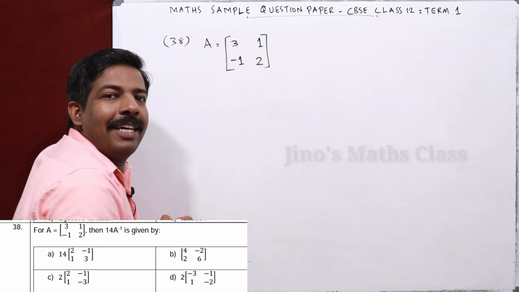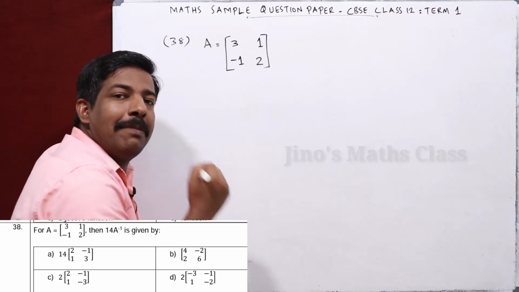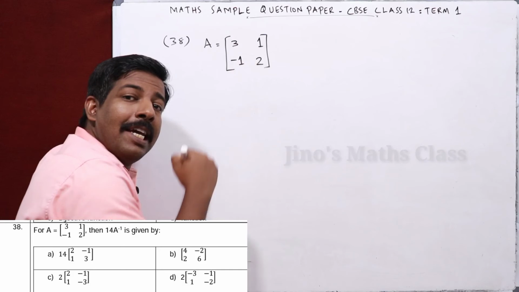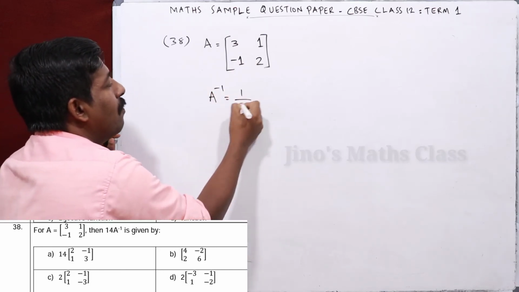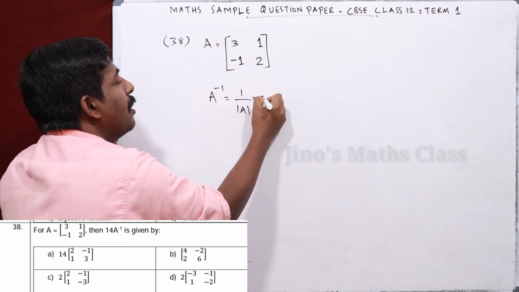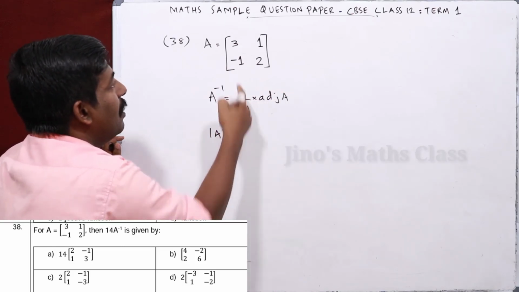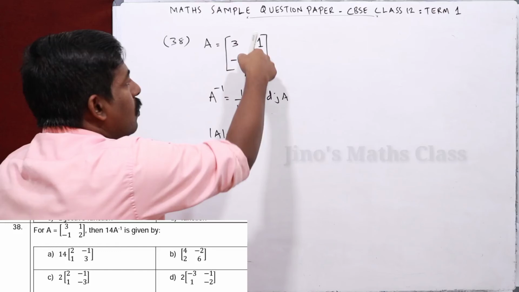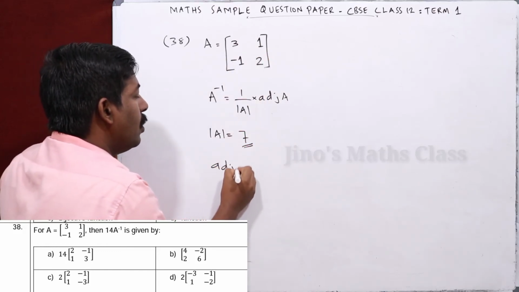Question number 38. Here matrix A is given and they are asking to find the value of 14 times A inverse. So we can find A inverse first. So we already know A inverse is equal to 1 by determinant A into adjoint A. So for that we can find determinant A first. So here it is 6 minus 1. We are getting determinant A as 7, and we can write the adjoint A.